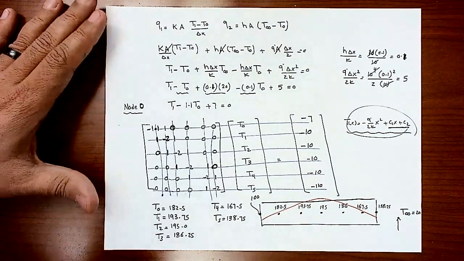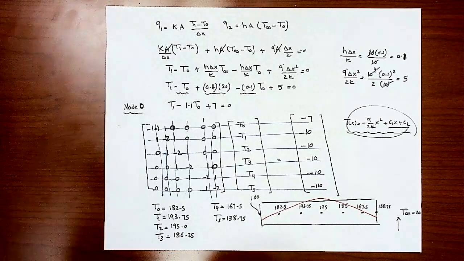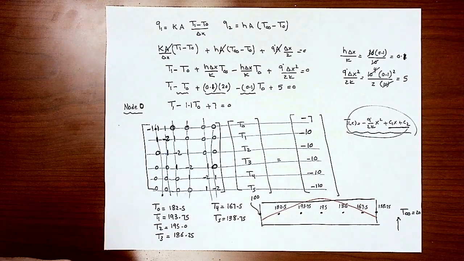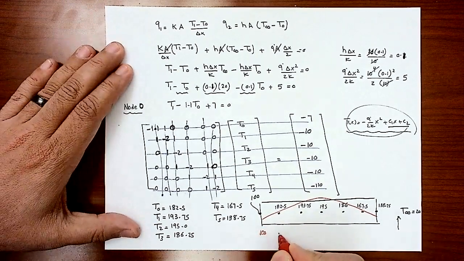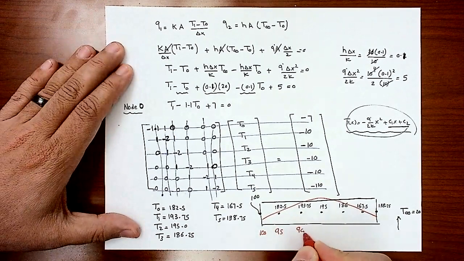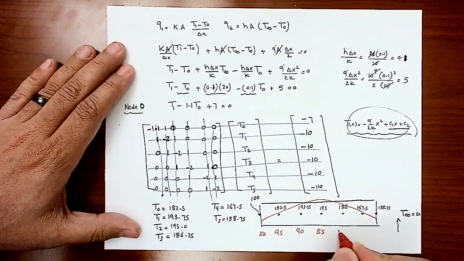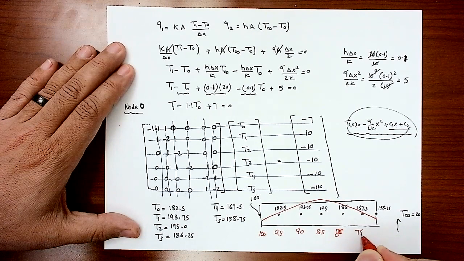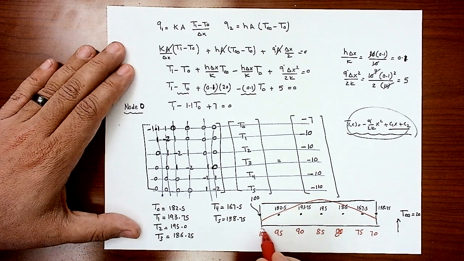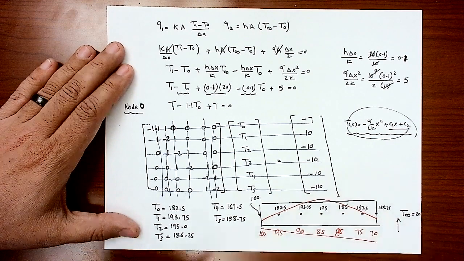If I compare that to the case when the heat generation did not exist, I'm just recalling the values of the temperatures. The values were 100, 95, 90, 85, 80, 75, 70, then 20 here. So this was a linear distribution before you have the heat source, but now we have the parabola distribution here.